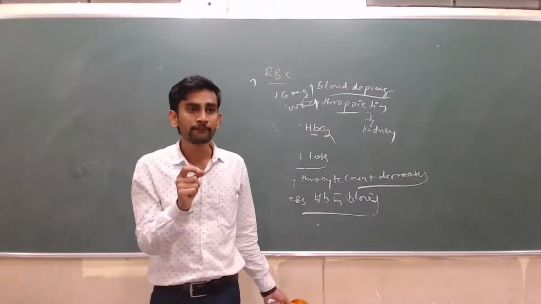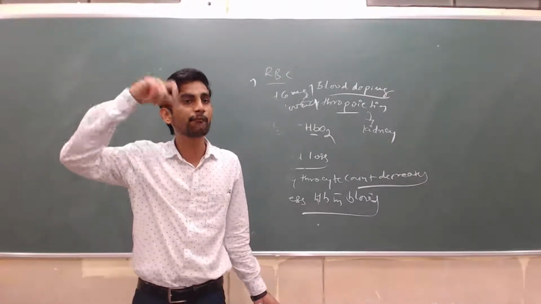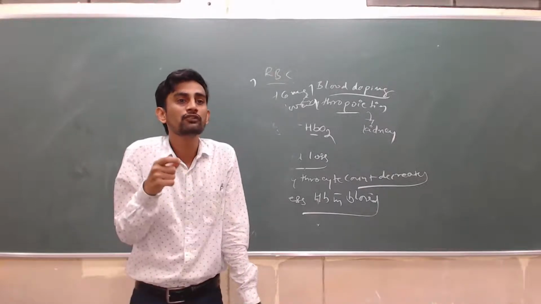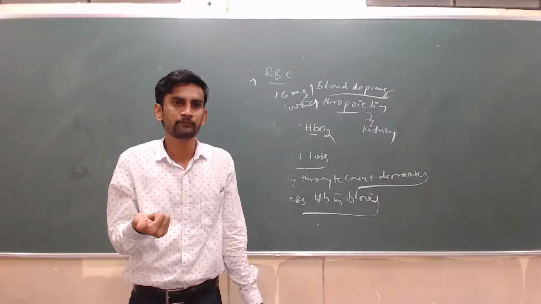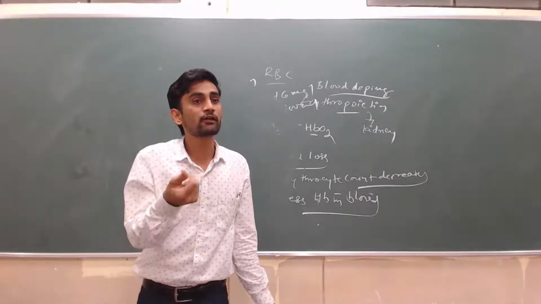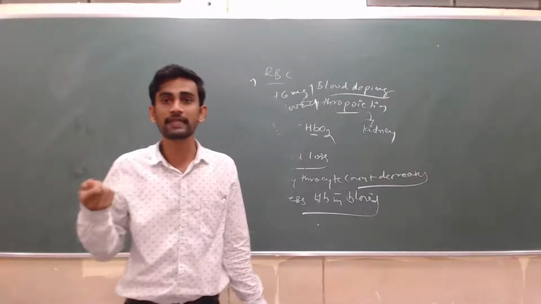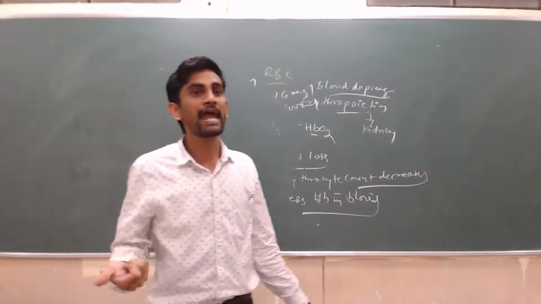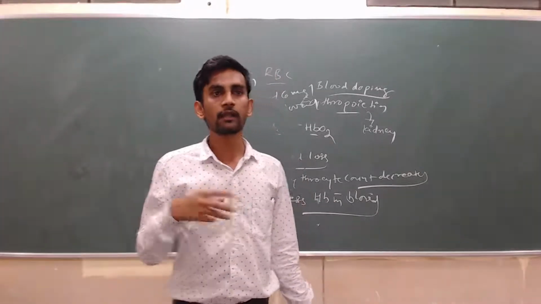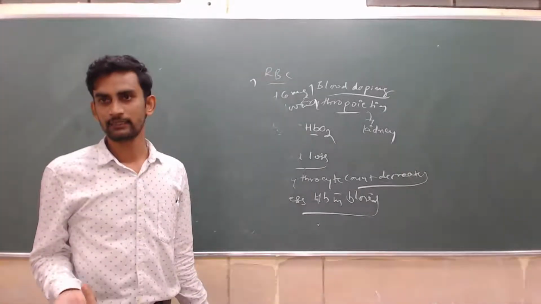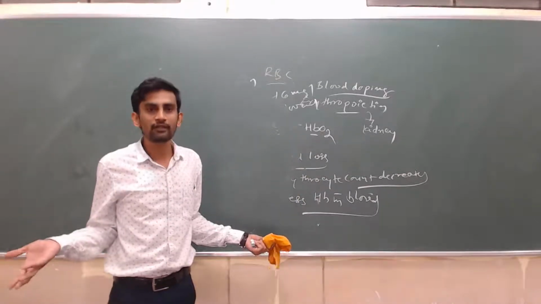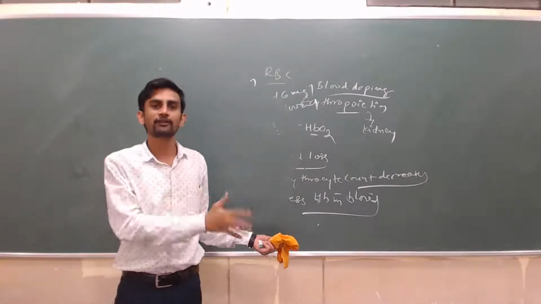If RBC goes on increasing, if a polycythemic condition is there, the person's blood will go on increasing in thickness. If blood thickness increases, what will happen? Viscosity will increase. If viscosity increases, there may be a chance of heart attack or other heart-related problems, or a blood clot may take place. So more RBC is also a problem and less RBC is also a problem.